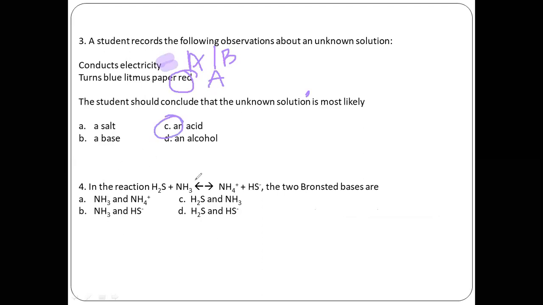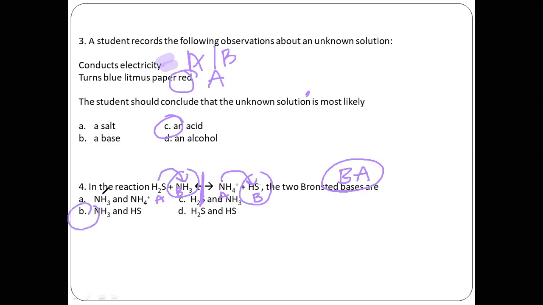Okay, and this one is like the arrow thing we were doing. Bronsted bases accept. So H2S needs to change to HS. So this is acid, this is the base. And then on the other side, NH4 needs to change back to NH3, acid, base. So I'm looking for this and this one in my answer. So I have choice B. Okay, and that's it for today.